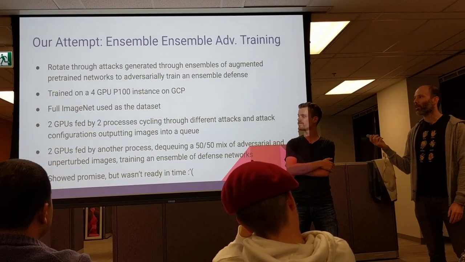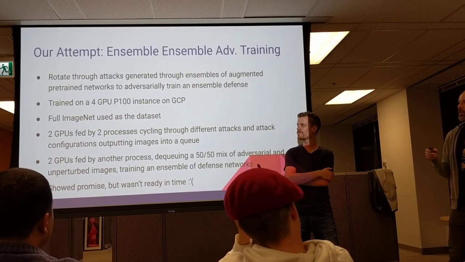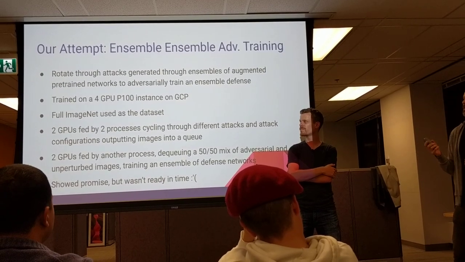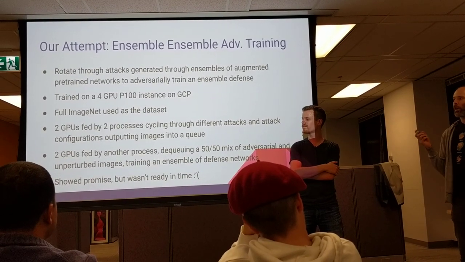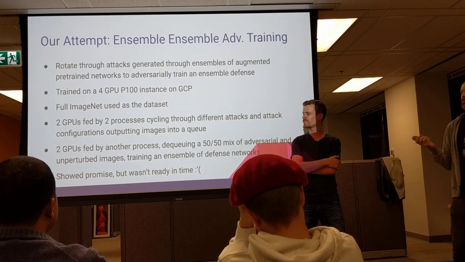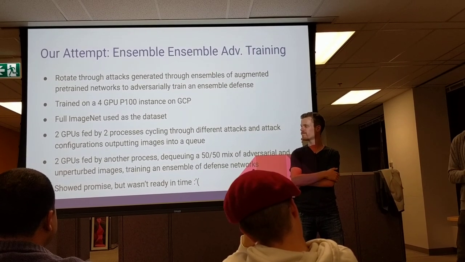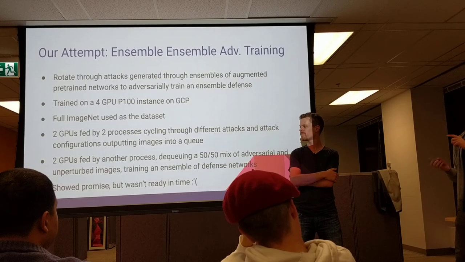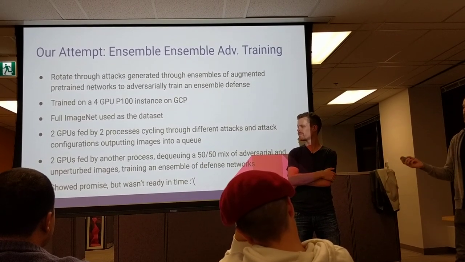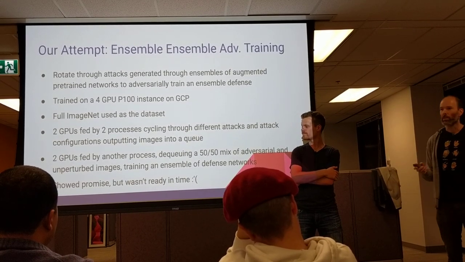To make this work, we used the GCP credits that we won earlier in the competition. We used four P100 instances, which are 16 gigabyte cards in Google Cloud. We ran through the full ImageNet as the feeding for this training. Two of the GPUs were responsible with two processes doing the attacks and queuing those adversarial things into a multi-process queue. And then two more GPUs in a different process were pulling those out and running them through the defense and training the defense in a typical ImageNet loop.